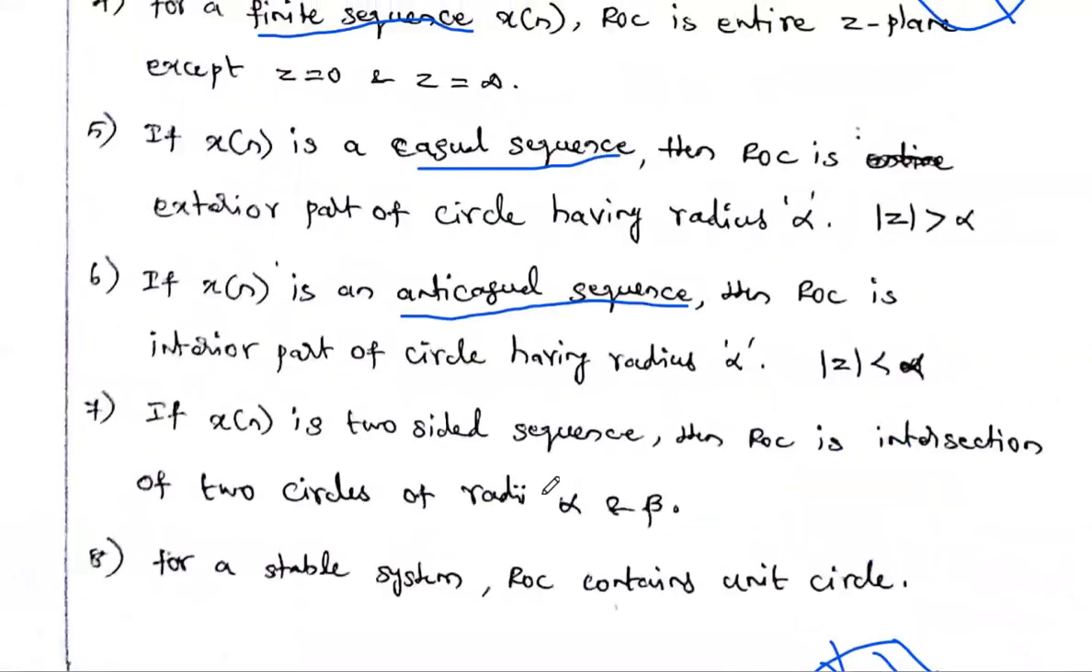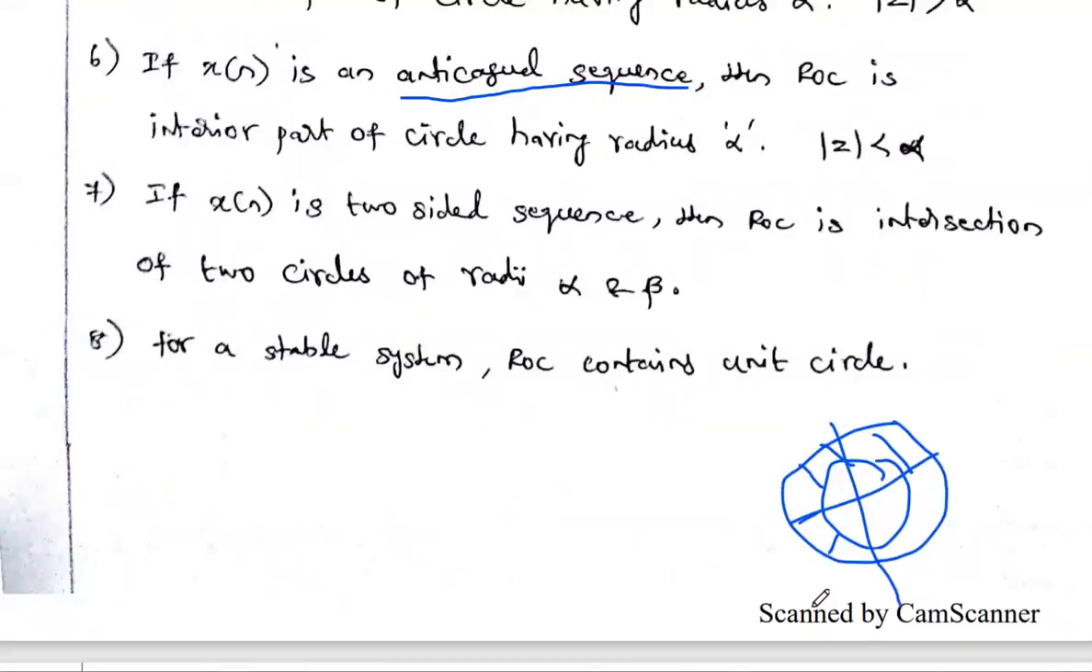So you see three things. If the sequence is causal, the outer part of the circle is the ROC. If the sequence is anti-causal, the inner part of the circle is the ROC. If the sequence is two-sided, the ROC is the intersection of the two circles; the part where the two circles intersect is the ROC.